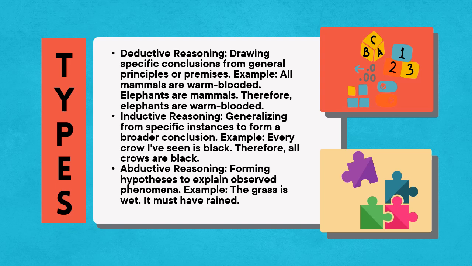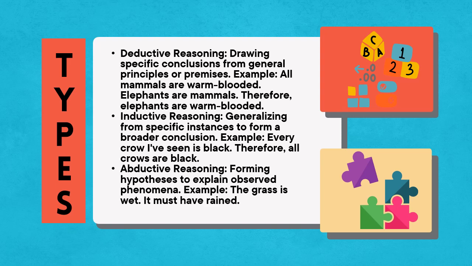Now, in inductive reasoning, we will understand it this way with this beautiful example. First of all, we need to understand what inductive reasoning is. Inductive reasoning is formed on the basis of generalizing from specific instances to form a broader conclusion, right? If you generalize things to form a conclusion. For example, every crow I have seen is black, therefore, all crows are black. So, this is simply not necessarily true. Usually crows are black in color.